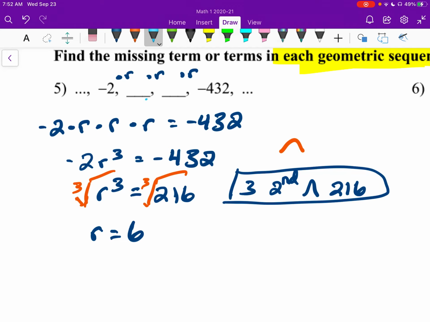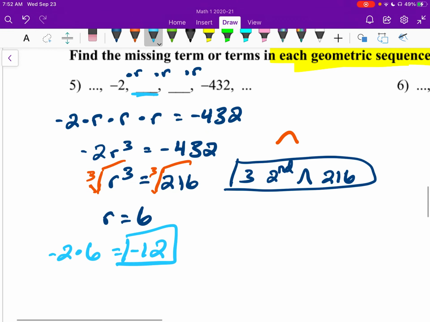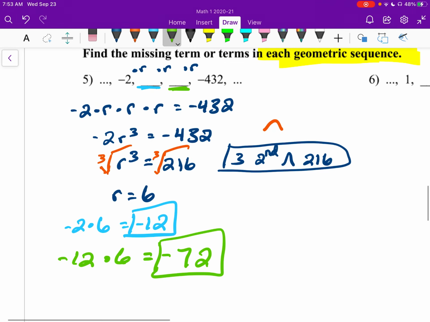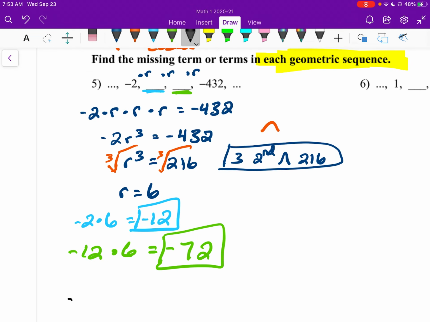So now we're going to find our first blank. We have negative 2 times 6 equals negative 12. There's our first answer. And then for our next one, we have negative 12 times 6 equals negative 72. Just to check yourself, negative 72 times 6, I type that in my calculator, and I get negative 432, which is what I should get.